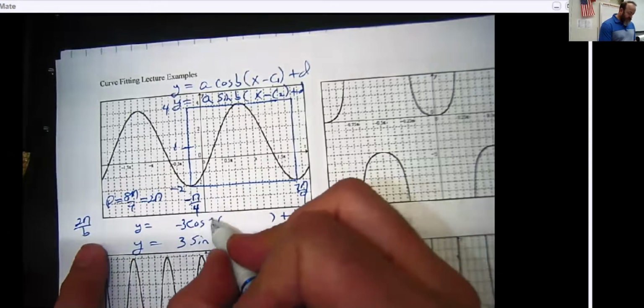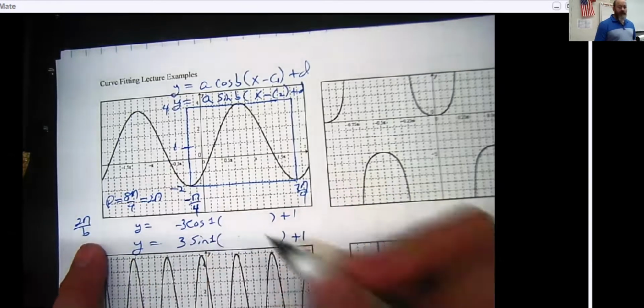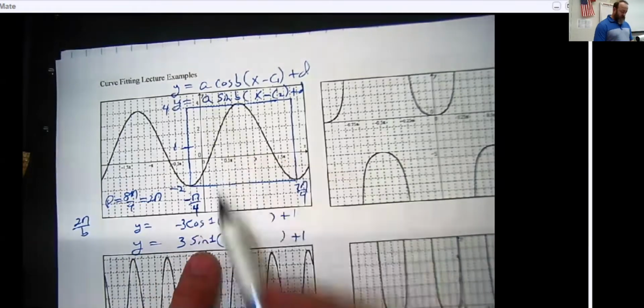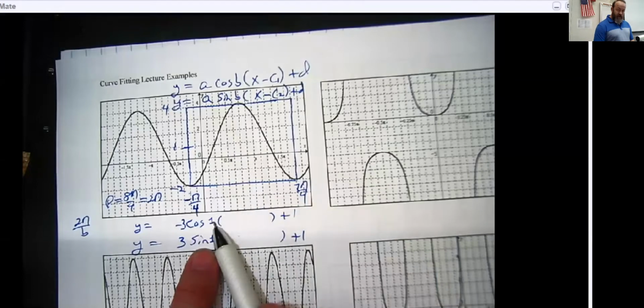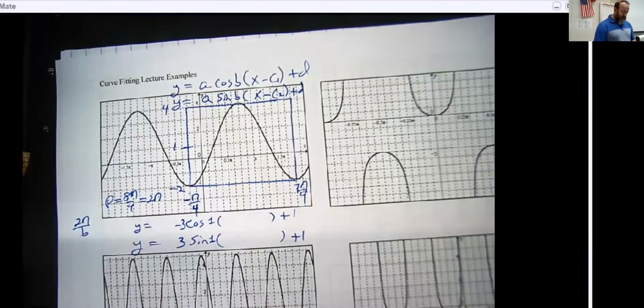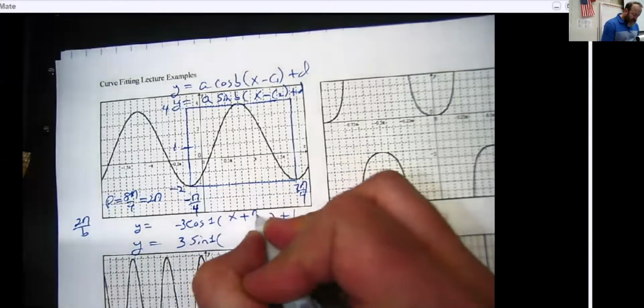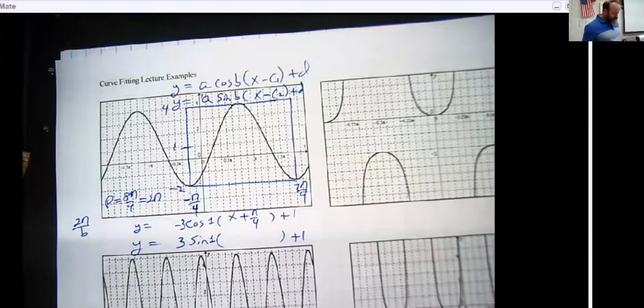So we could put a 1 there, but remember, in math, we don't really have to write the number 1. So I know that my amplitude is 3. I know my B value is 1. That makes my period 2 pi. I know my up and down shift is 1. And this cosine got kicked to the left, pi over 4. Remember opposites, how that works.